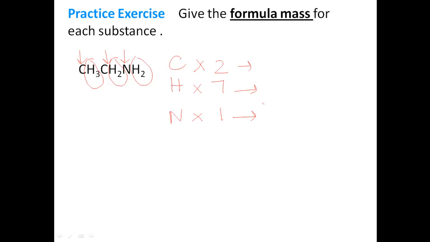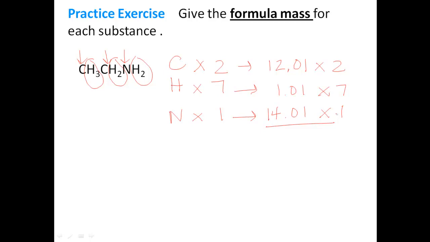The formula mass for carbon is 12.01. Now we have to take into account we have 2 carbon atoms present, so we have to multiply that by 2. Because remember, what we see on the periodic table only tells us the mass of 1 atom. We have 7 hydrogen atoms, so we say 1.01 times 7. And we have 1 nitrogen atom, so we say 14.01 times 1. Okay, and we're going to do the math on this.